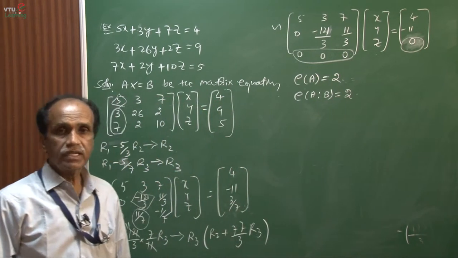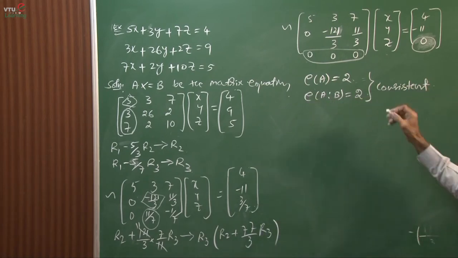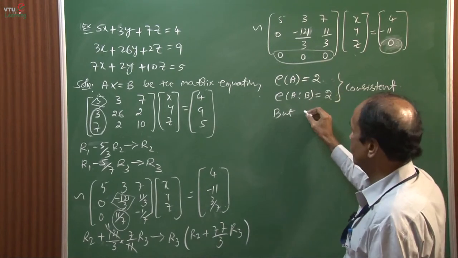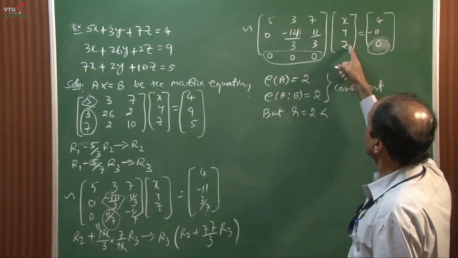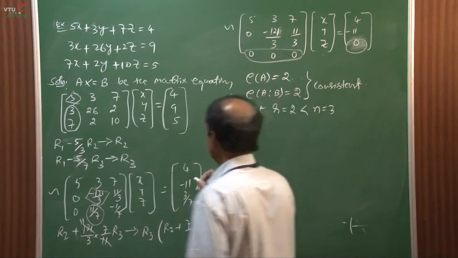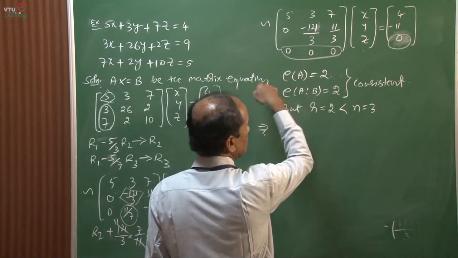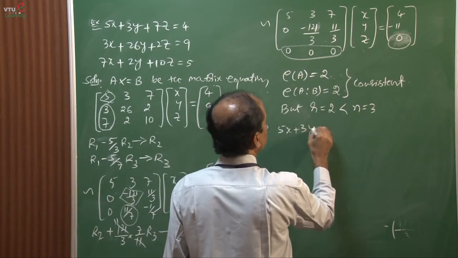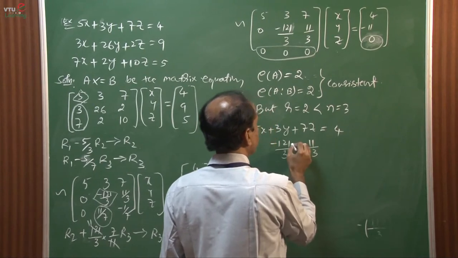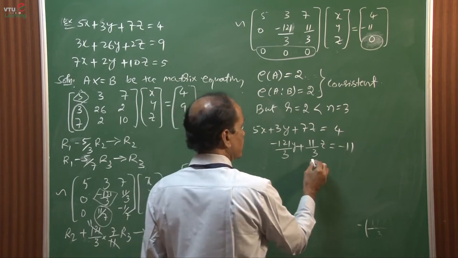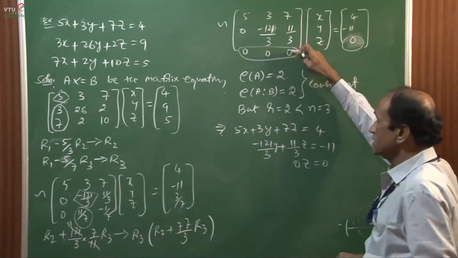What is your conclusion? According to the comparison of the ranks, this is consistent, but the rank r equal to 2 is less than the number of unknowns, n equal to 3. That implies an infinite number of solutions. Infinite number of solutions means what you have to write? You have to reconstruct the equations: 5x plus 3y plus 7z is equal to 4, minus 121 by 3 y plus 11 by 3 z is equal to minus 11, and 0 into z is equal to 0. This is the situation we come across when the coefficient has become 0.